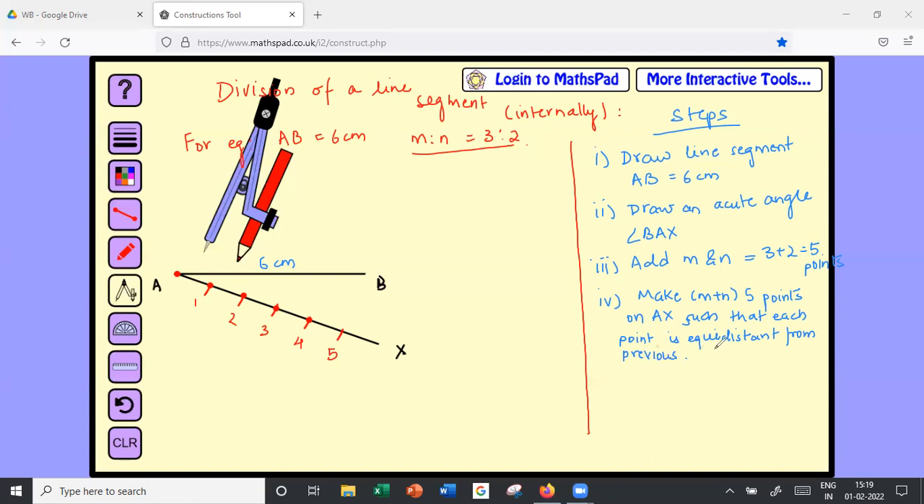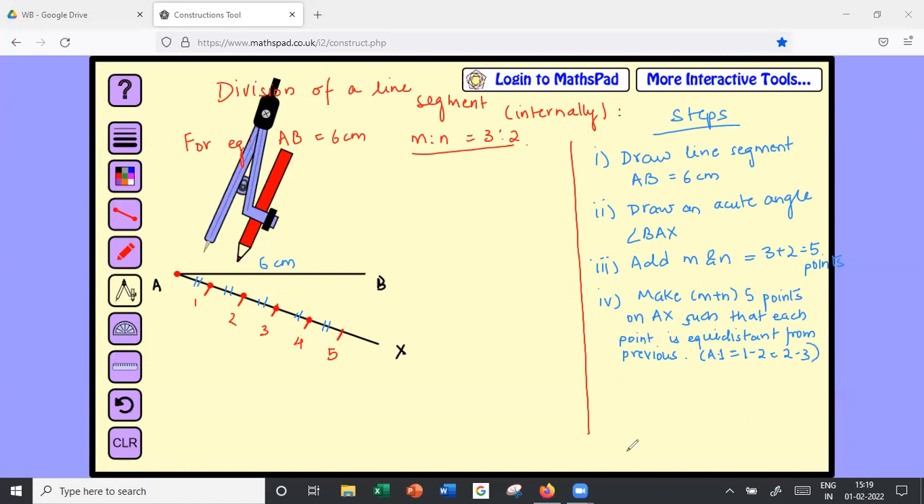Basically, what I'm trying to say is A to 1 should be equal to point 1 to 2 should be equal to 2 to 3. You're getting it, right? All of these should be equal is what I'm trying to say. So if you want, you can write it in your own words.